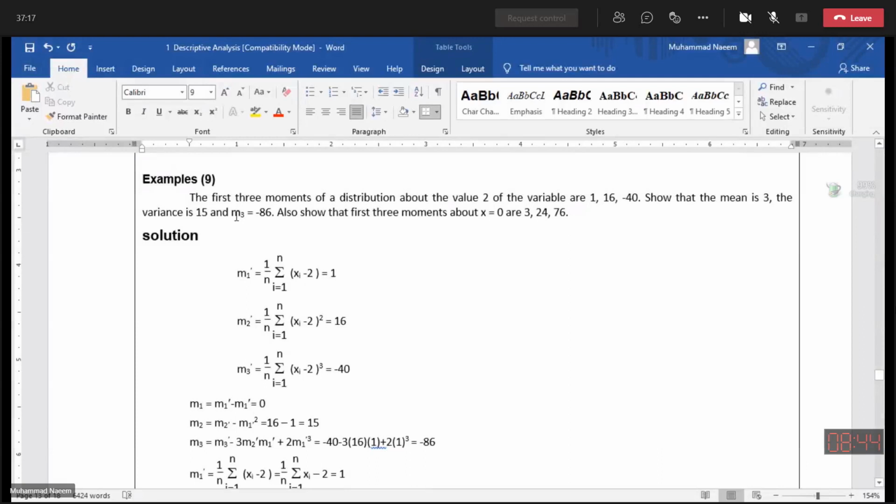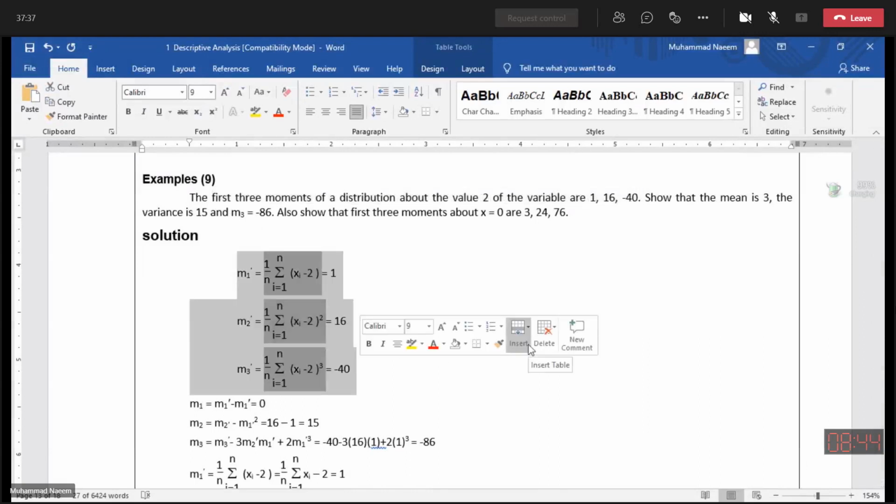Now we have an example in which the first three moments about the value 2 are given. That means these first three moments about the value 2 are given. So by definition, this first moment is equal to 1, second moment is equal to 16, third moment about 2 is equal to minus.